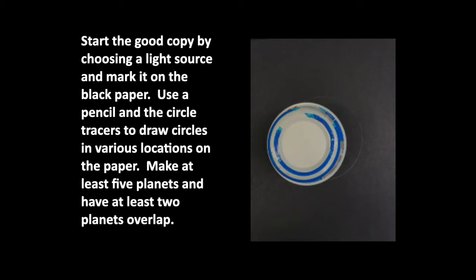Start the good copy by choosing a light source and mark it on the black paper. Use a pencil and the circle tracers to draw circles in various locations on the paper. Make at least 5 planets and have at least 2 planets overlap.